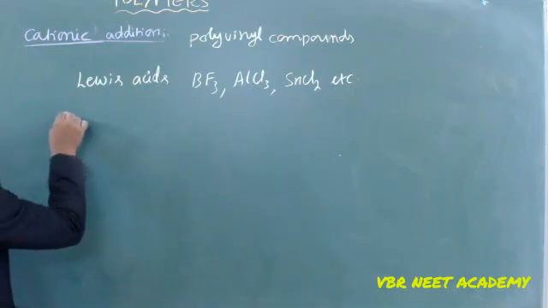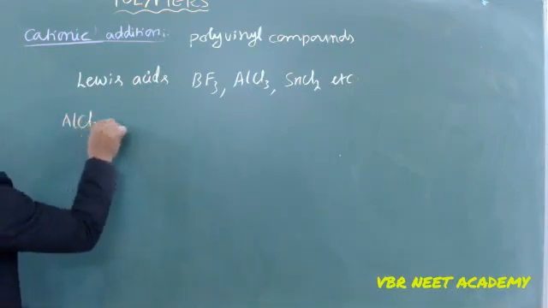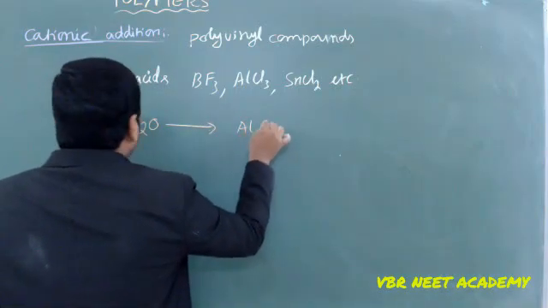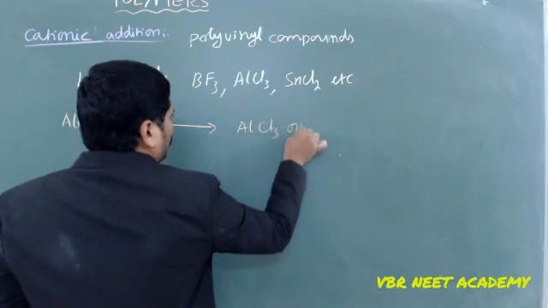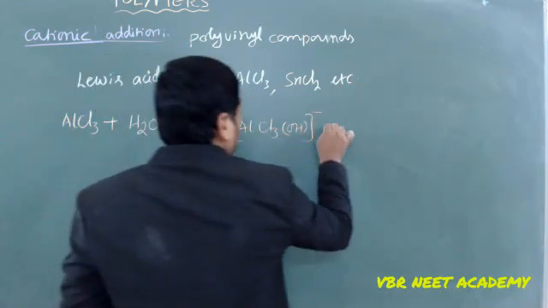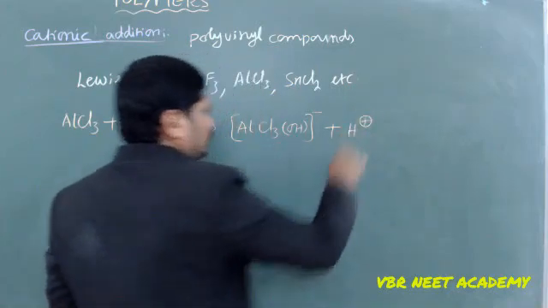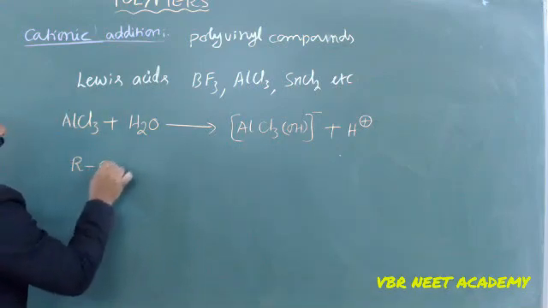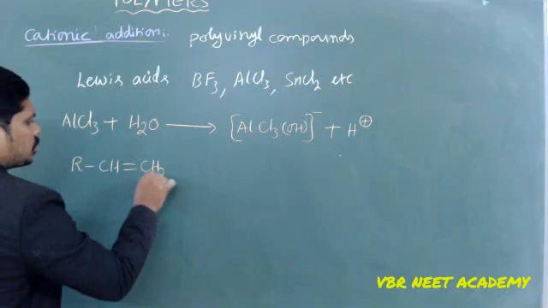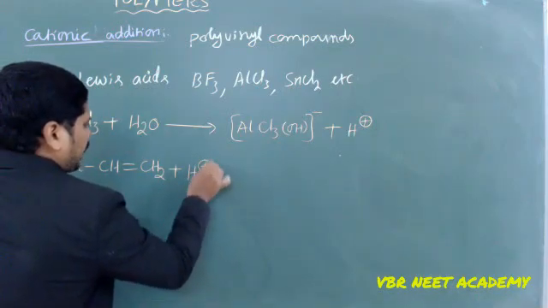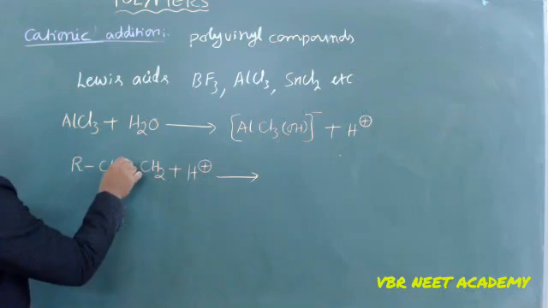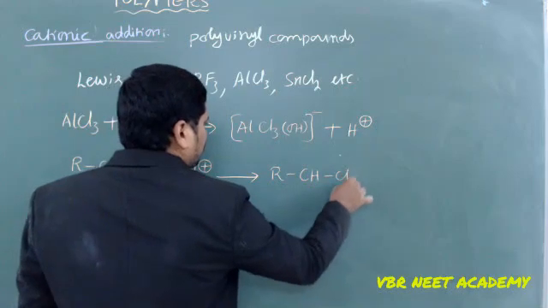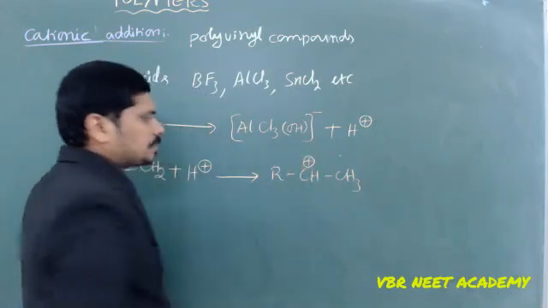Say for example, AlCl3 is there. It is going to be acting on water. So now it is going to be forming AlCl3OH minus plus H plus. Now this H plus is going to be attacking on RCH double bond CH2, a polyvinyl compound is taken. Now what is going to be formed here? This is going to be getting attached like this. The carbocation is going to be stable here. That's why I am going to get it like this.